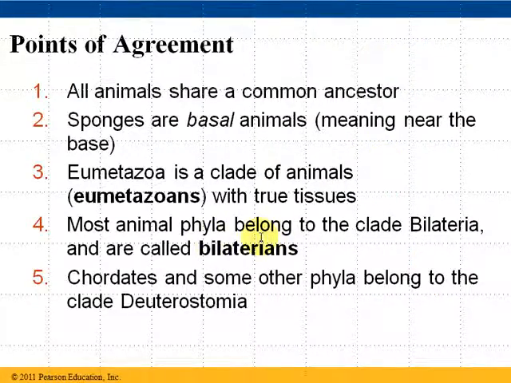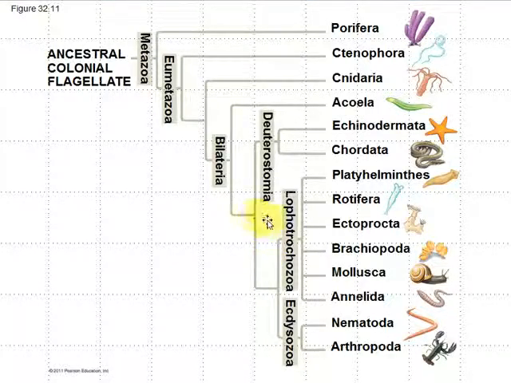Most animal phyla belong to the clade Bilateria, which are bilaterians, which we already discussed. So you could come down a little bit further here, and most of the animals we're going to look at are bilaterians. Only a few of them, such as the jellyfish and sea anemones and things like that, have the radial symmetry that we discussed.